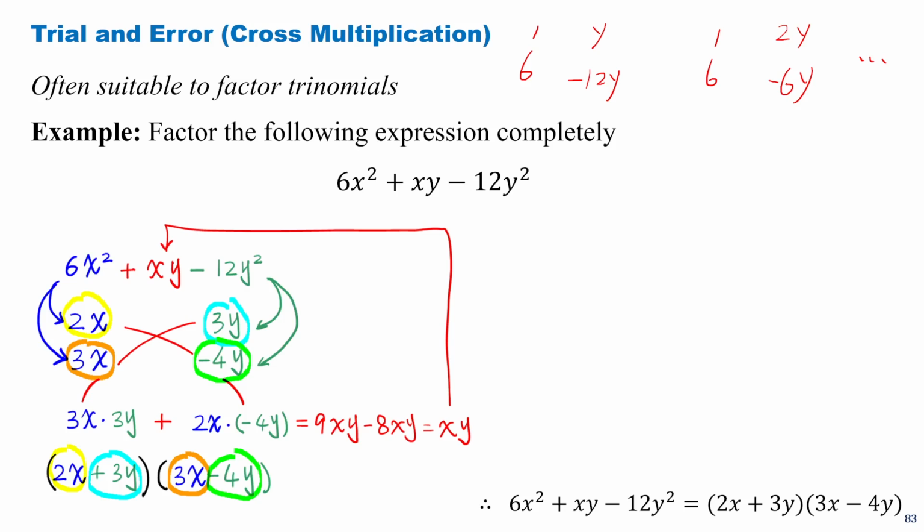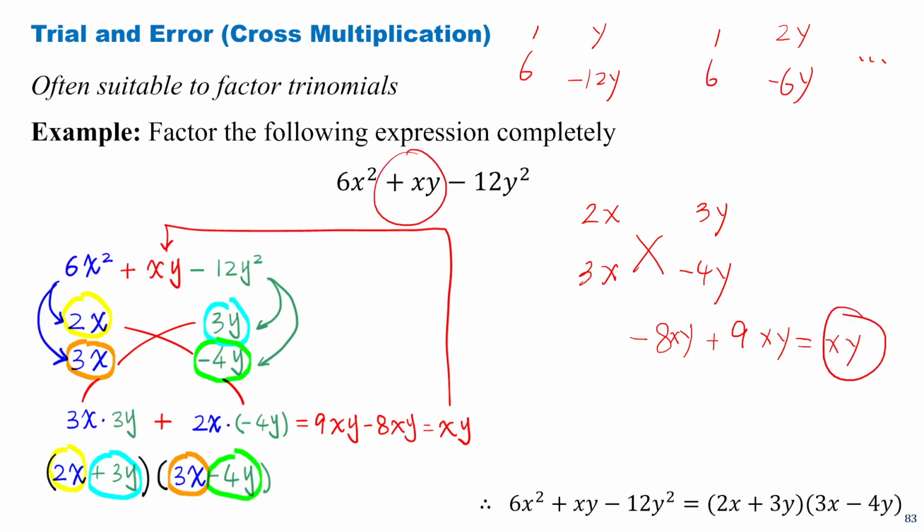You need to test different combinations and to ensure that you have a plus xy in the middle, right? And of course, if you have 2x by 3x here, this will give you 6x squared, and 3y times negative 4y here, which will give you negative 12y squared. And then in this case, the cross multiplication will give you negative 8xy plus 9xy, which is exactly xy in the middle. So this is the factored form of the original expression, which is 2x plus 3y and 3x minus 4y, right?